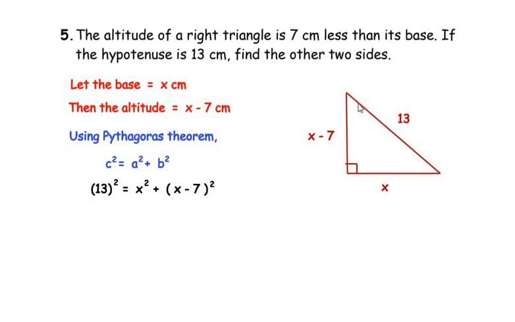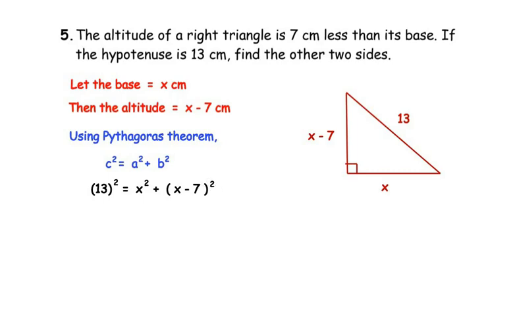Now here, since this is a right angled triangle, we are going to make use of Pythagoras theorem, which is the hypotenuse square is equal to the sum of the square of the rest two sides. So here we have written c square is equal to a square plus b square. Now c represents the hypotenuse. So here in this case it is going to be 13. So here we have written 13 square is equal to, now a we have taken as the base, so a square becomes x square plus, now b we have considered as the altitude, so it becomes x minus 7 the whole square.